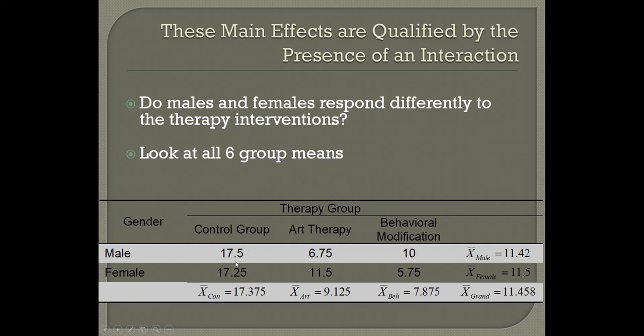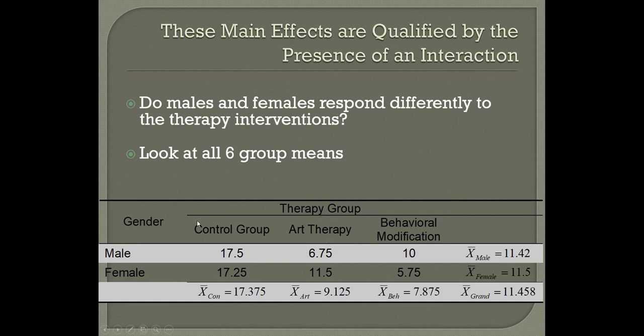Is there a noticeable difference between males and females for the control group? Not really. They're roughly around 17, their score for classroom disruptive behavior. For the art therapy group, we notice that females have much higher scores than males. And for the behavior modification group, there's a difference, but the difference has reversed. So there does seem to be a difference between the differences, basically a difference between the simple effects, which is indicative of a statistical interaction between these two independent variables.